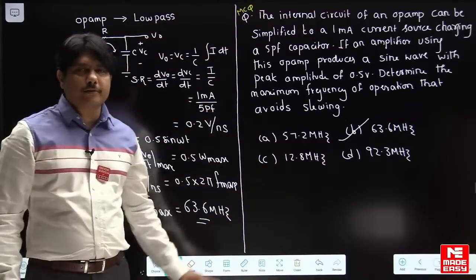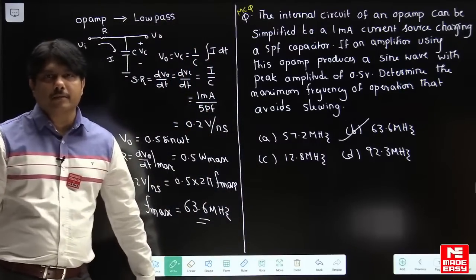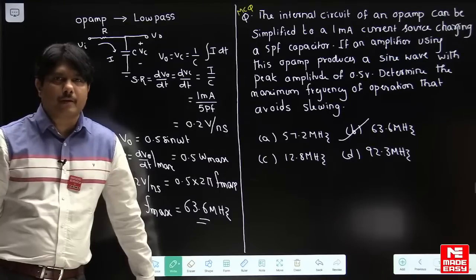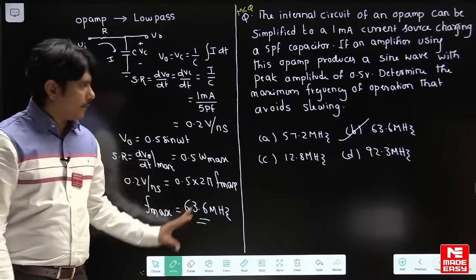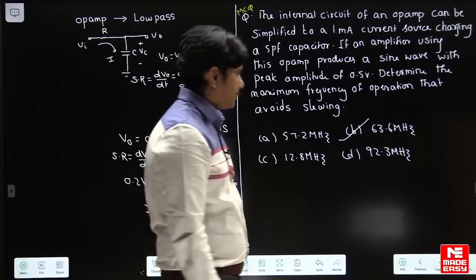So for this type of question, be confident. Slew rate questions we can expect in the GATE exams. So anyway, this is one type of question, you can do it.